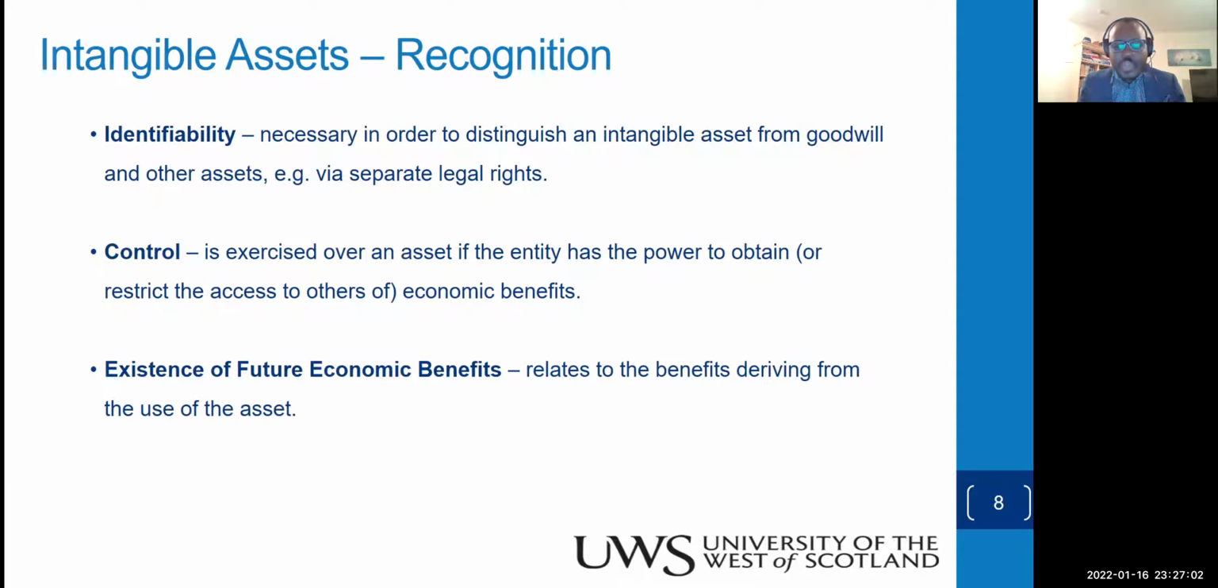Okay. And there's always the existence. Remember, it is an asset. So it must meet the definition of an asset, in which case we tell you that it helps in deriving future economic benefits to the company. All right.